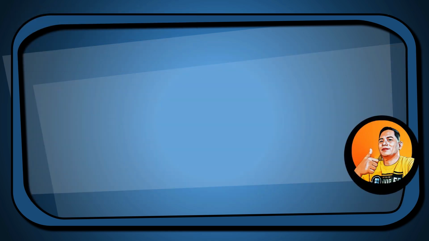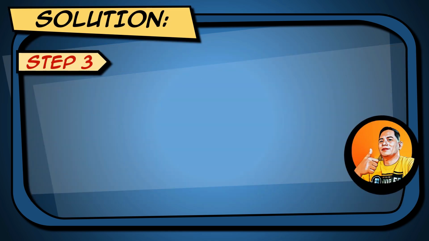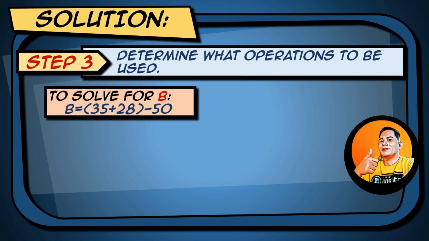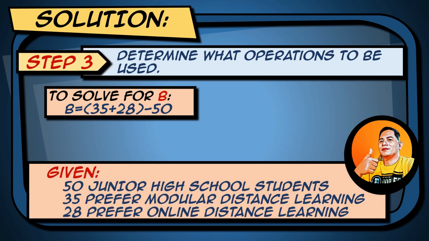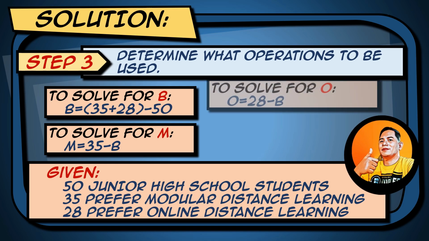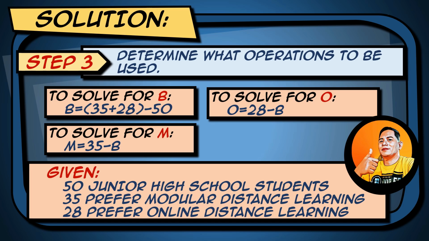So let's now proceed to step number 3, determine what operations to be used. To solve for B, we have B equals open quantity 35 plus 28 closed quantity minus 50. Remember, we have 50 junior high school students, 35 prefer modular distance learning, and then 28 prefer online distance learning. And to solve for M, M is equal to 35 minus B. And then to solve for O, we have O equals 28 minus B.